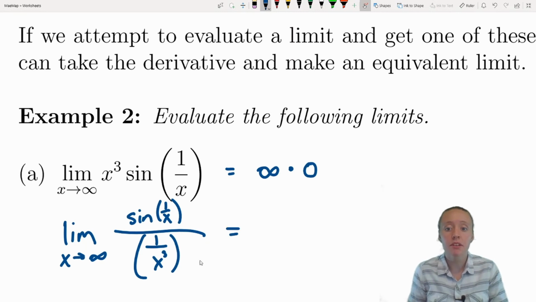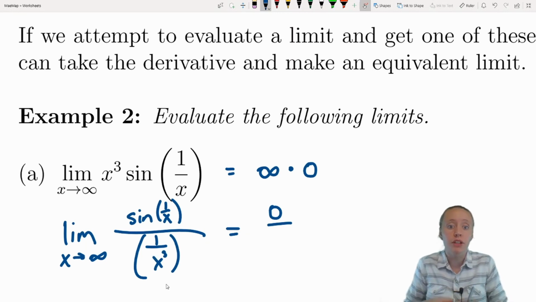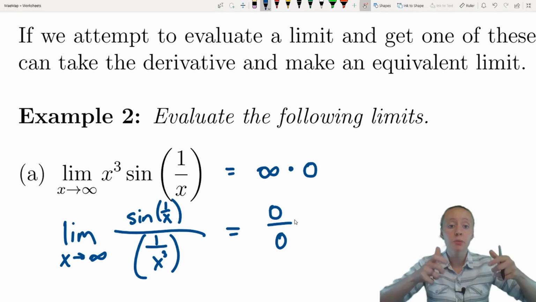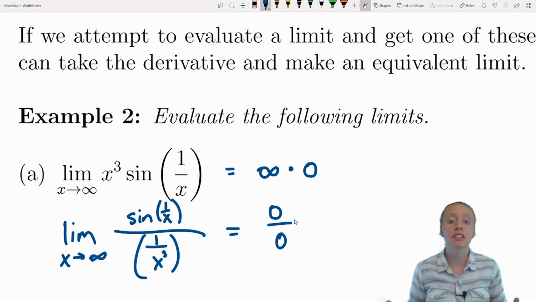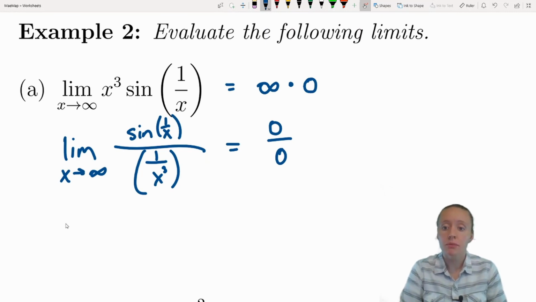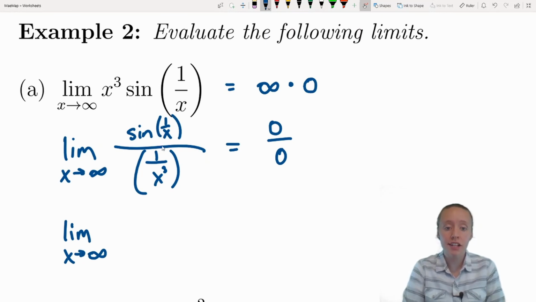Now when I take the limit of this, we know the sine of 1 over x goes towards 0, and 1 over a function approaching infinity also goes to 0. So both my numerator and my denominator are approaching 0. Now I can utilize L'Hopital's rule. So I'm going to take the derivative of my numerator and put it over the derivative of my denominator. So I'm going to have the limit as x approaches infinity of, what's the derivative of sine of x?